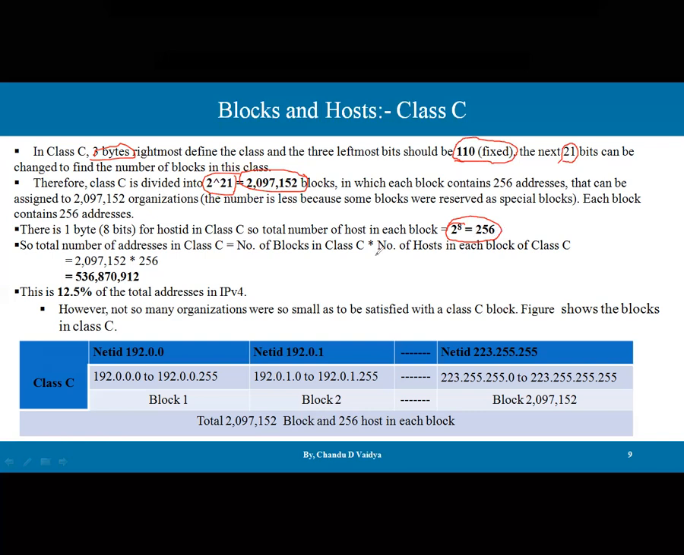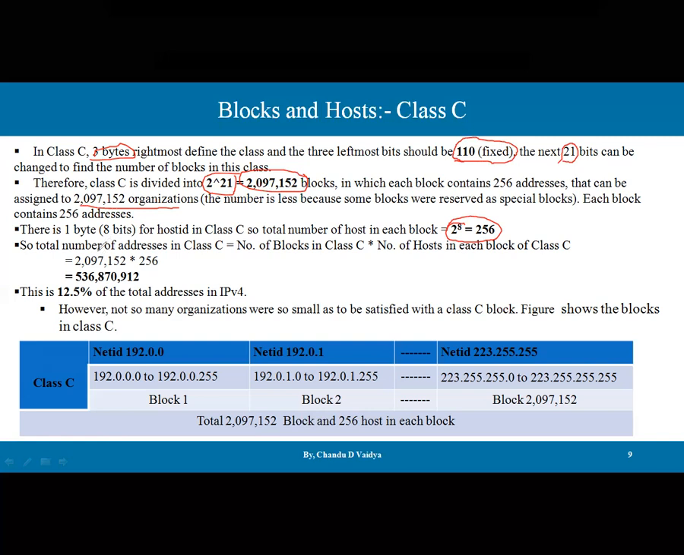Okay. So here, different organizations are possible. This is 2 to the power 21 organizations, that is 2097152 organizations can be possible, and each organization can have 256 hosts. So this class C is maximally used by many organizations.